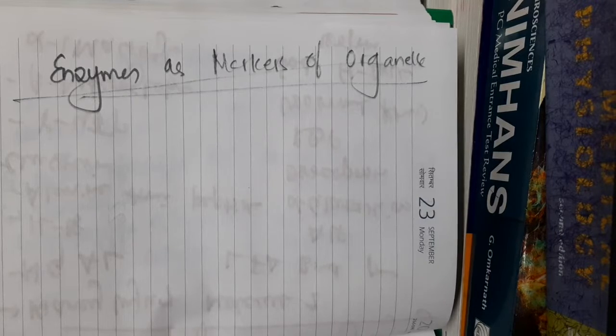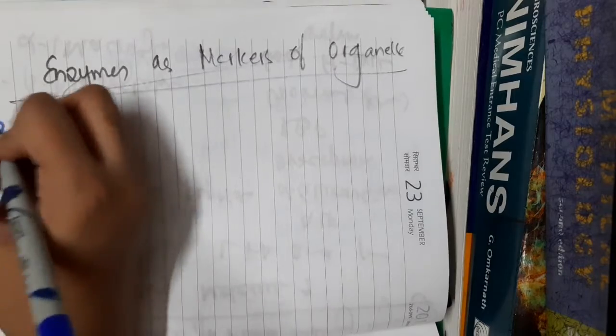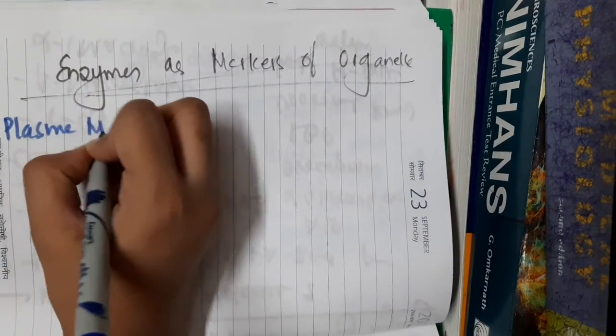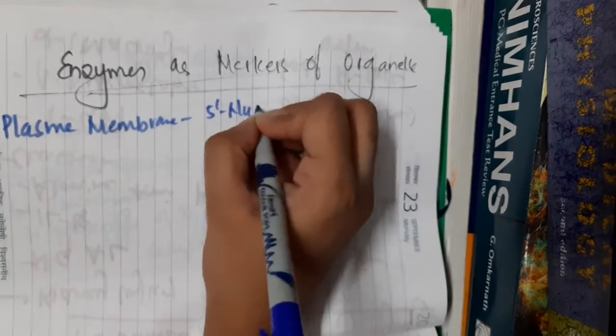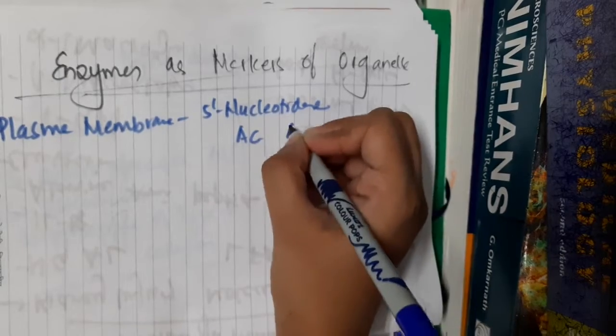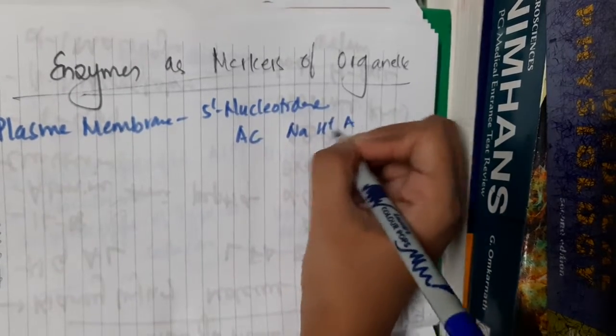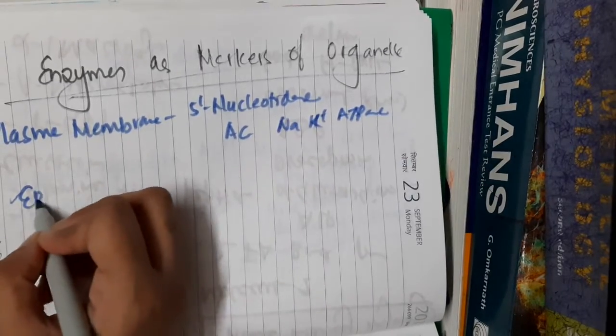Hello friends, let us now learn some important enzymes which are used as markers for organelles. So we have plasma membrane. The marker of plasma membrane is 5-nucleotidase, adenyl cyclase, sodium potassium ATPase. This is the marker for plasma membrane.